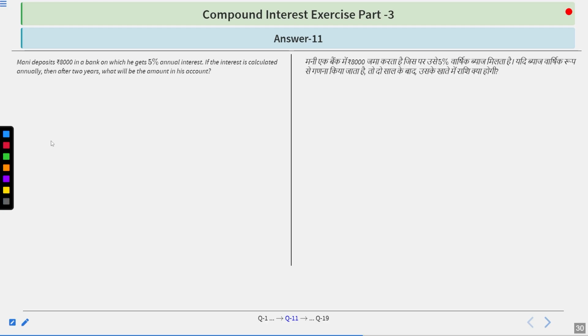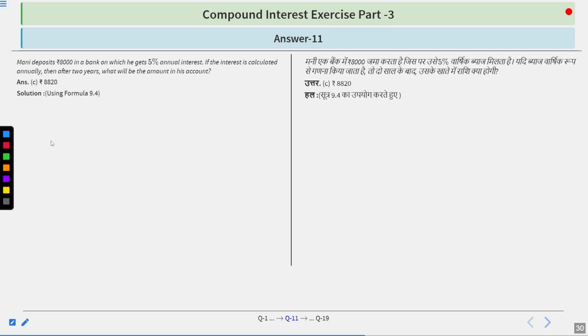Now Money has deposited rupees 8,000 in a bank and the rate of interest was 5%. So if the interest is calculated annually, then after 2 years, what will be the amount in his account, that we have to find. So Money has deposited rupees 8,000 in a bank and the annual rate of interest was 5% and interest is calculated annually. So after 2 years, we have to find the amount which Money will get.